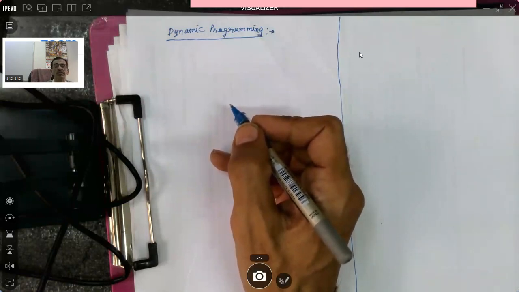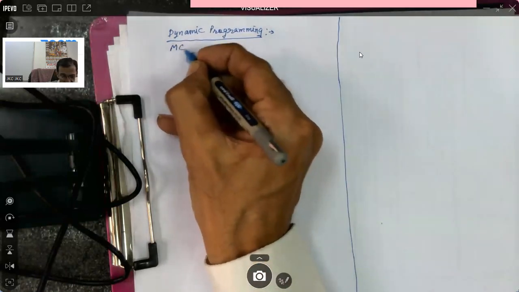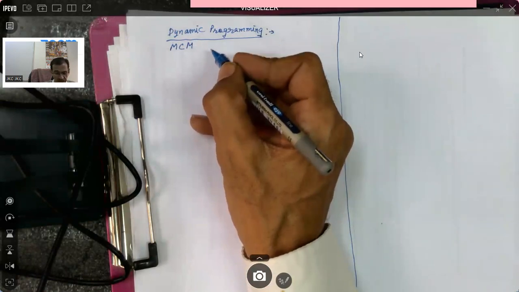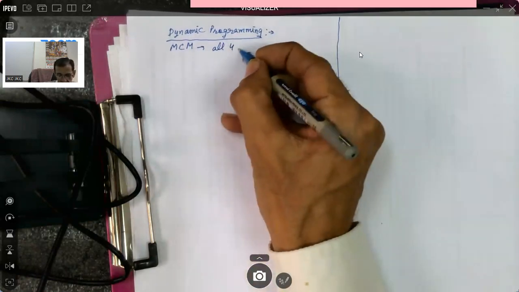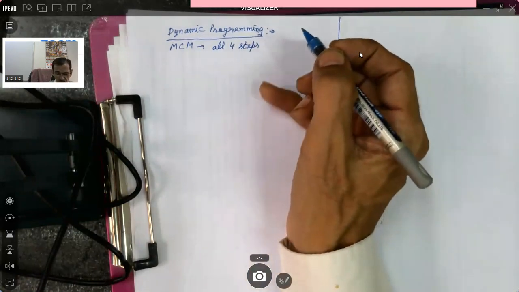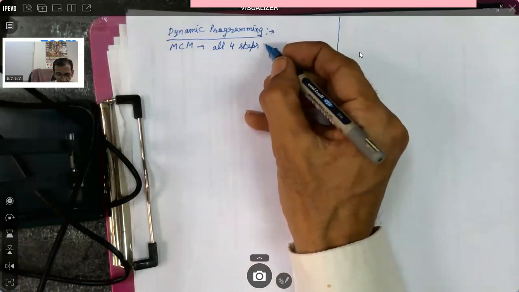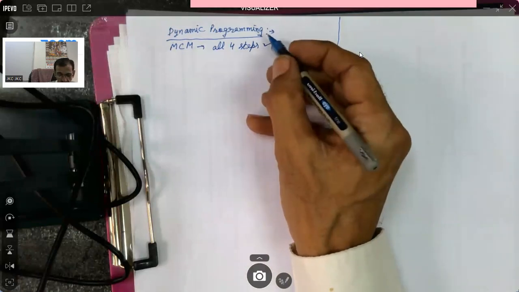So before Diwali, we started talking about dynamic programming and discussed the MCM, matrix chain multiplication problem, and we systematically understood all 4 steps which we use for solving a problem, starting from the characterization of the optimal solution up to the final DP solution. So that we applied. And today we are going to continue this.